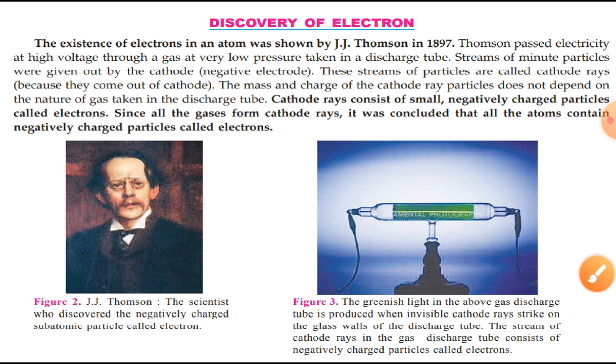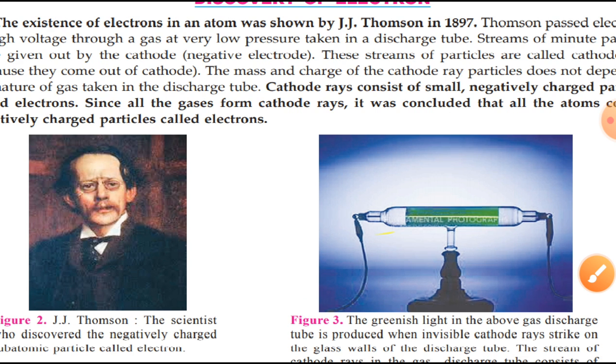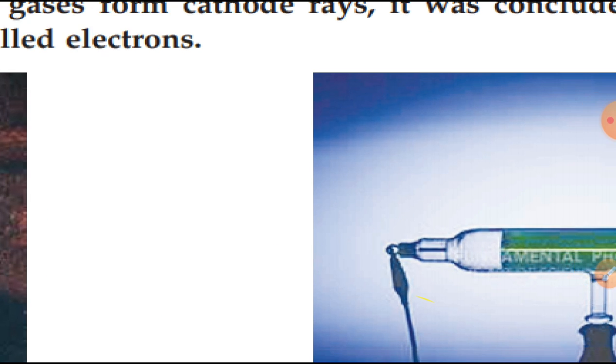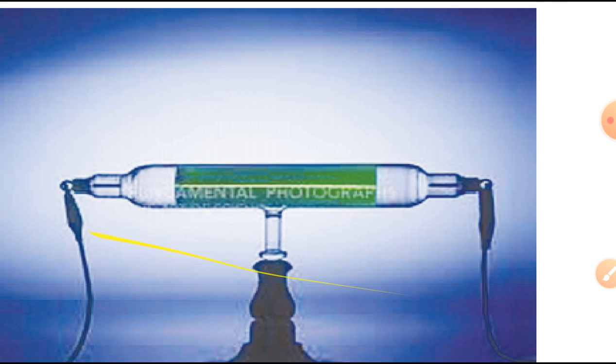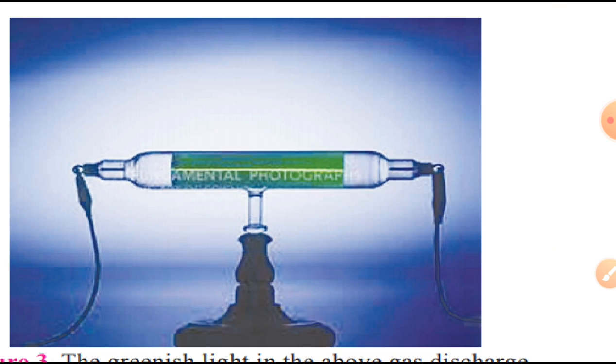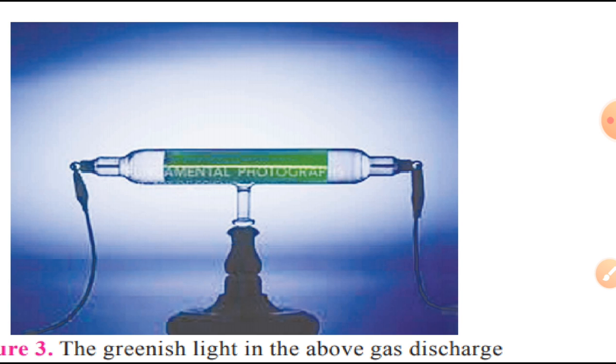So I will explain it to you. Let's zoom in and we will understand this experiment in detail. Now you can see one tube on your screen. This tube is the cathode ray discharge tube. Okay, a glass tube taken by Thomson.